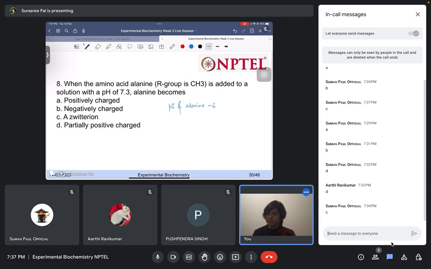Negative. No, actually not. I know from which point of view you are saying that it is negative, because when pH is greater than pI, then the amino acid is negatively charged, and when pH is less than pI, then the amino acid is positively charged.